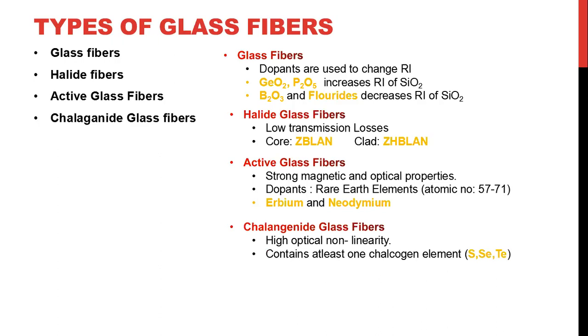The last type is chalcogenide glass fiber. It offers higher optical nonlinearities, and it is named so because chalcogen is one of the most important materials used for fabrication of this type of fiber. So as I had said earlier, we will be selecting various types of material based on our requirement, that is where we are going to use this type of fibers.